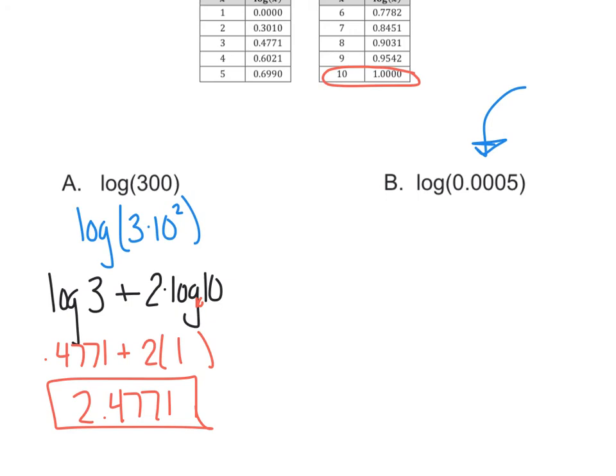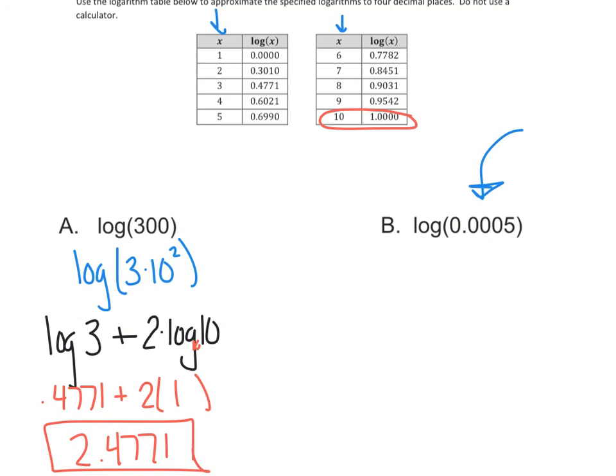So, remember, you can only use the numbers in the table. So I could take this decimal and move it 1, 2, 3, 4. So I'm going to say that's equivalent to the log of 5 times 10 to the negative 4th. And let me explain again what I did to get that if you're a little rusty on your scientific notation.